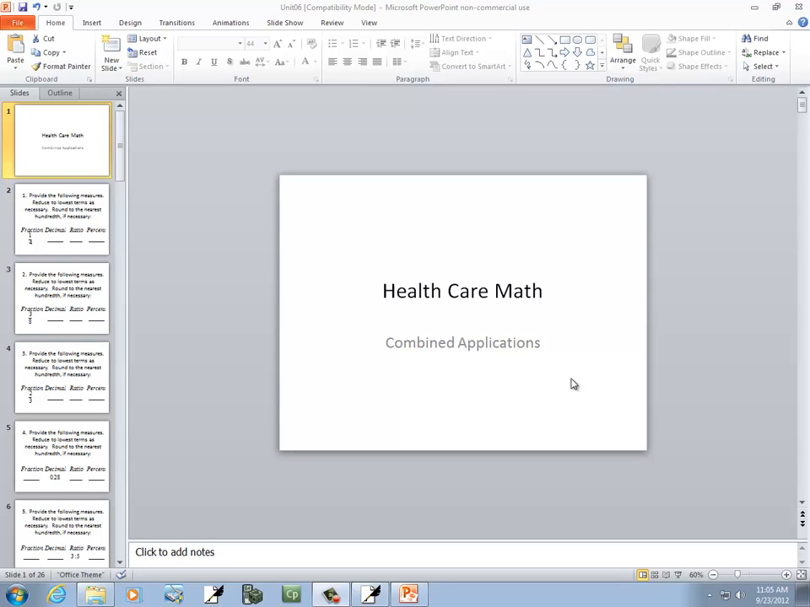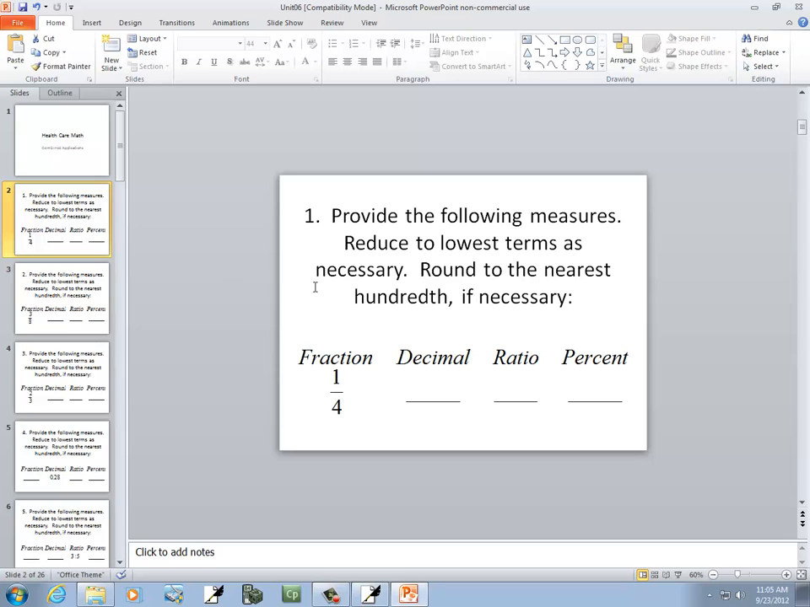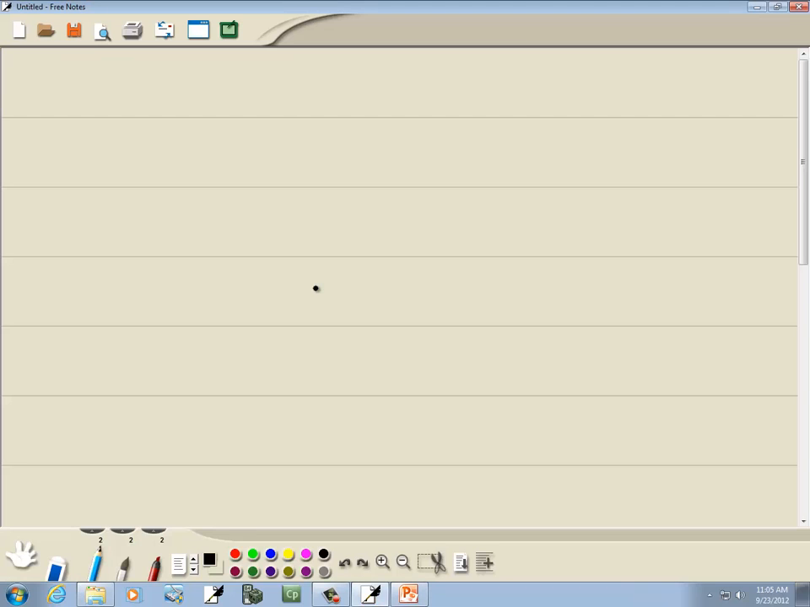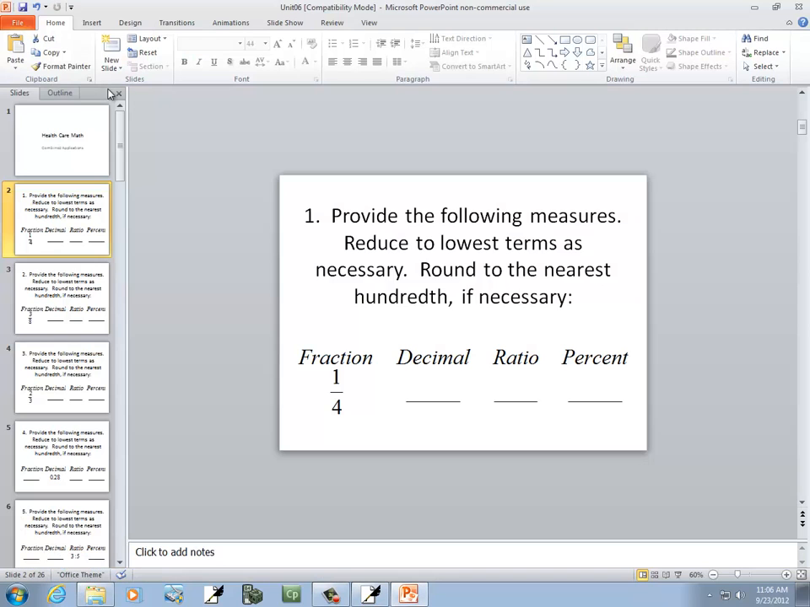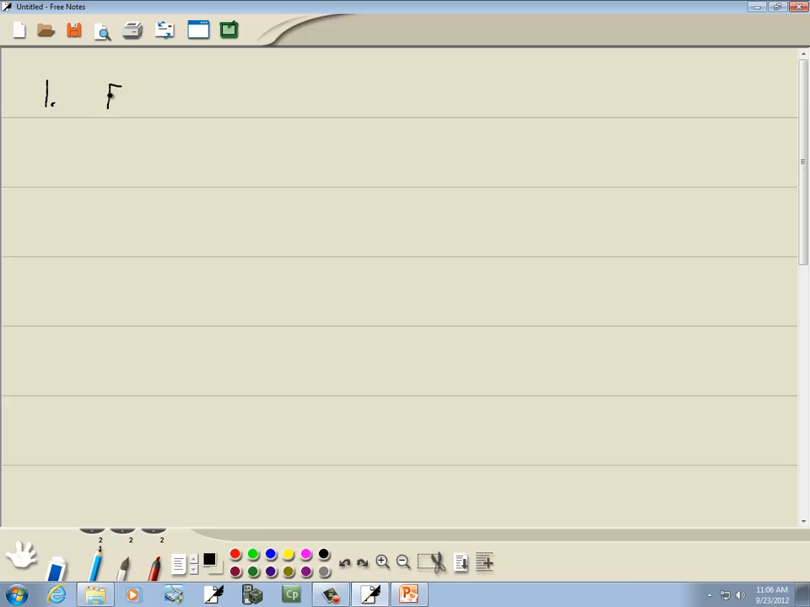Let's take a look at combined applications. Let's look at our first problem. So we're given a fraction. And the fraction is 1/4.